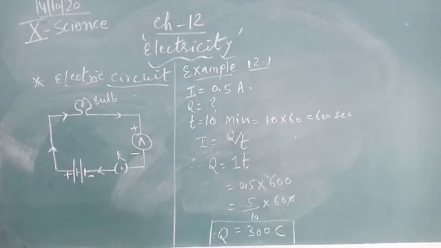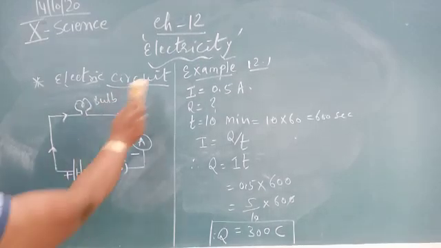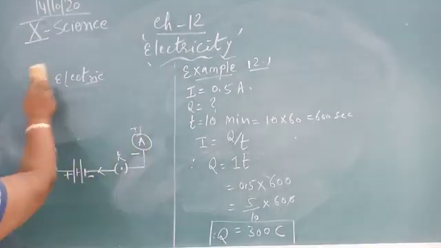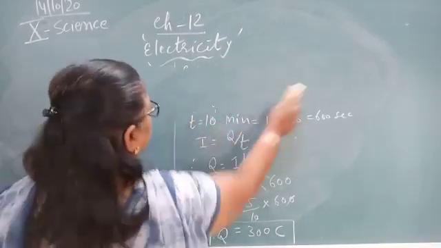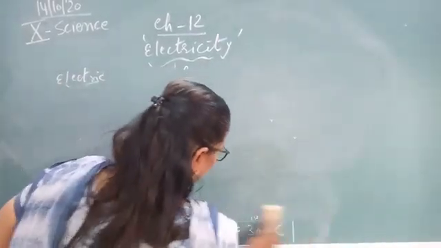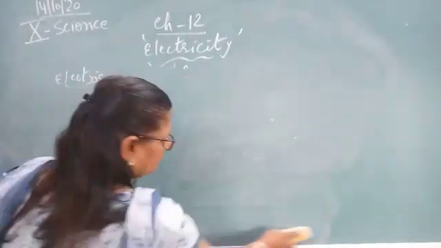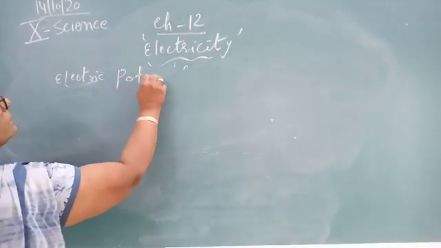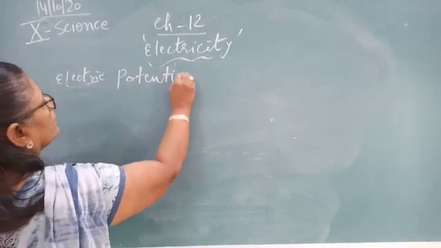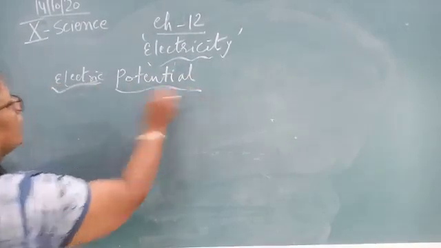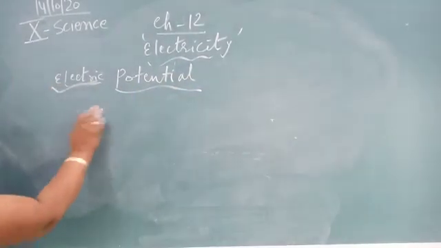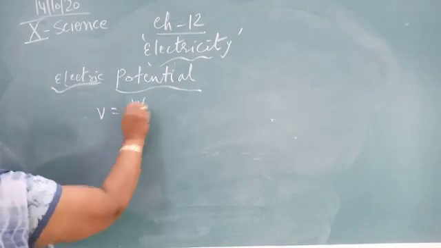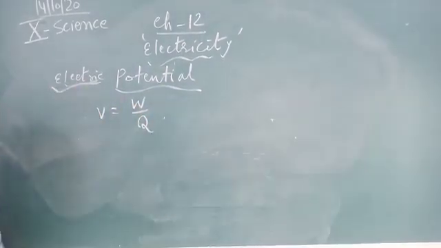Now the next topic, that is electric potential. Now what is electric potential? Electric potential is denoted by V. V is W upon Q.